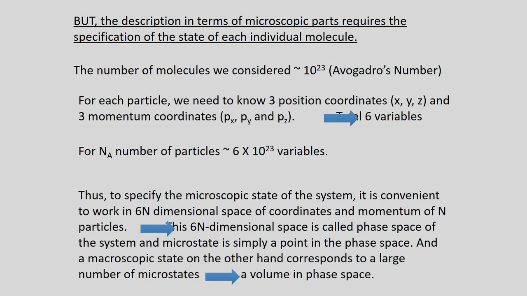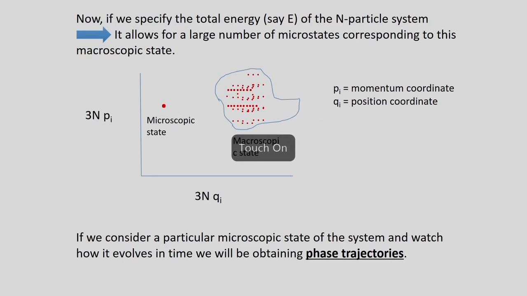This 6n dimensional space is called phase space of the system, and a microstate is simply a point in the phase space, and a macroscopic state on the other hand corresponds to a large number of microstates, and it represents a volume in the phase space. We can see it in this plot here. Now if we specify the total energy, say E, of the n particle system, it allows for a large number of microstates corresponding to this macrostate.